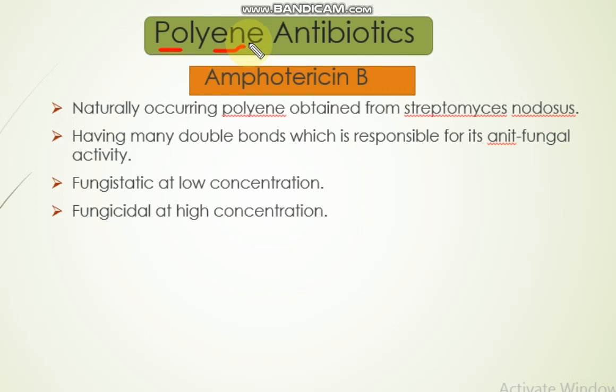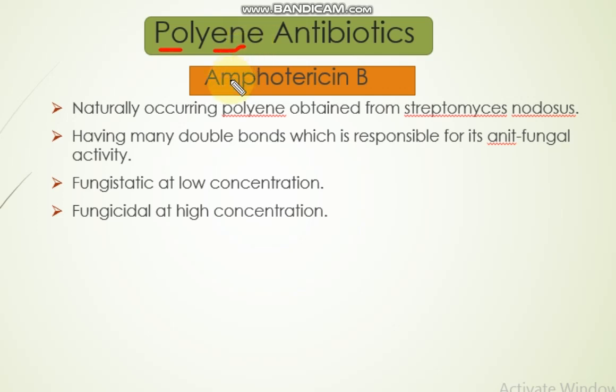Now let's move forward to the examples of polyene antibiotics. Examples are amphotericin B, nystatin, and neomycin. But in today's tutorial, we will discuss only amphotericin B.